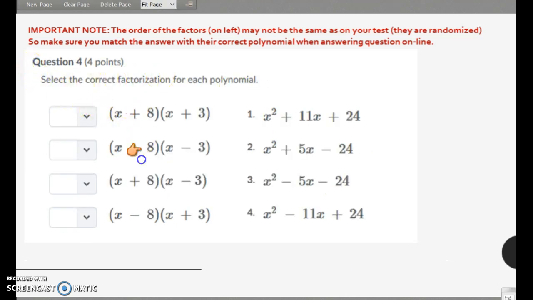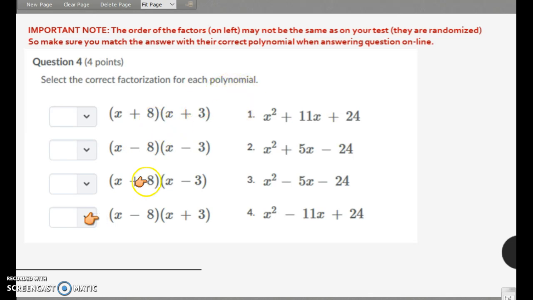Question number 4. Again, the order of your choices right here, this listing will change when you log in to take the test. It may not be the same. So just make sure if you're writing down your answers here that you match them up with the correct one on the online test. So select the correct factorization for each polynomial. Okay, so this one is the factored form is the quantity x plus 8 times the quantity x plus 3. This is the quantity x minus 8 times the quantity x minus 3. The quantity x plus 8 times the quantity x minus 3. The quantity x minus 8 times the quantity x plus 3.